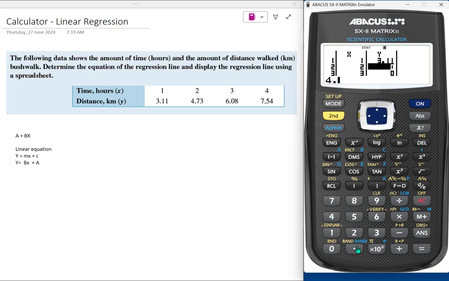The next one, 4.73 equals, 6.08 equals, 7.54 equals. Okay, now our data is inserted into this table, so we can press on. Next step, we need to get our b and our a values. So let's go second, stat variable, which is number 1.